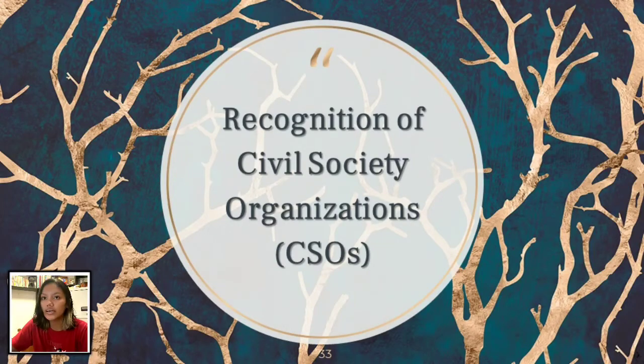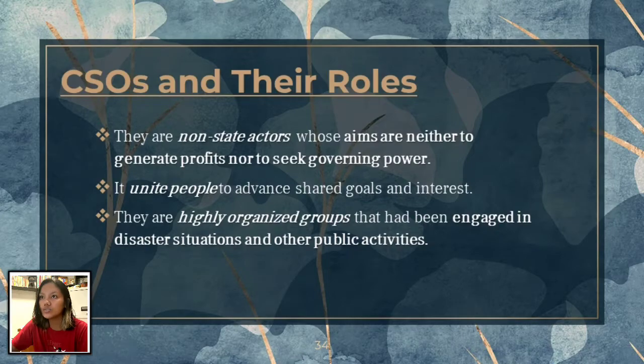So our next topic is recognition of civil society organizations, or mainly known as CSOs. So what are CSOs and their roles? CSOs are non-state actors whose aims are neither to generate profits nor to seek governing power. Also, the good thing about this is that it unites people to advance shared goals and interests. They are also known as highly organized groups that have been engaged in disaster situations and other public activities. The best example would be the community pantry.